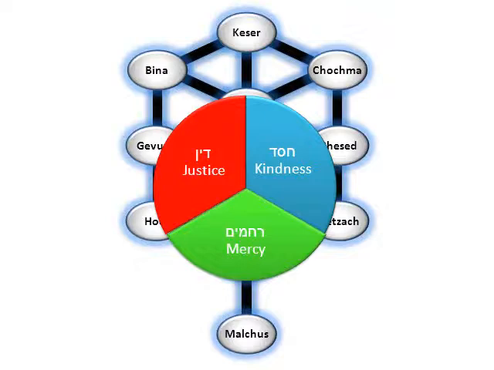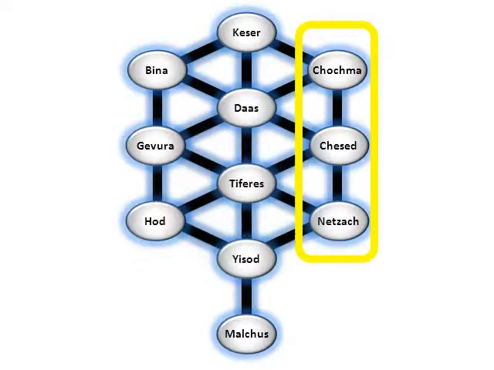Looking at the 10 spheres according to the principle of chesed, din, and rachamim, we will find that they are divided into 3 kavim, lines or columns. Chachma, chesed, and netzach is called the kav of chesed, meaning the spheres in this kav have an overpowering attribute of chesed. This kav is on the right side.